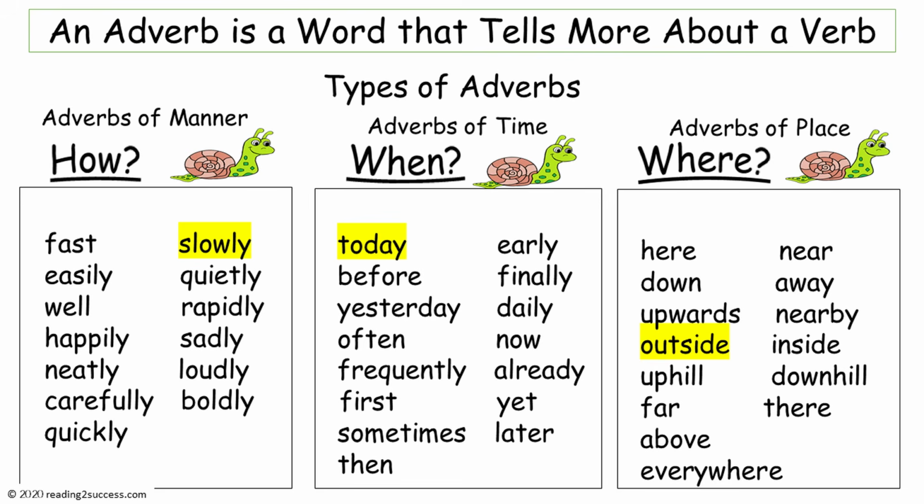Review with kids that an adverb is a word that tells more about a verb. And there are 3 types of adverbs that answer questions: adverbs of manner, how, adverbs of time, when, and adverbs of place, where. And in our example, the adverb of manner, how, was slowly. The adverb of time, when, was today. And the adverb of place, where, was outside.